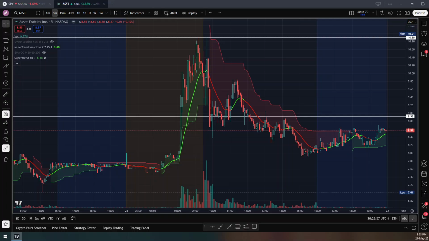And I was waiting on my 5 minute for the perfect entry. As soon as I see the trend is changing, that's where my entry was, and I kept going, like in the 36, 37 range.